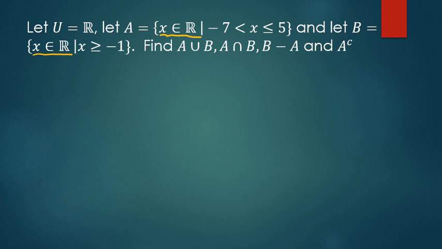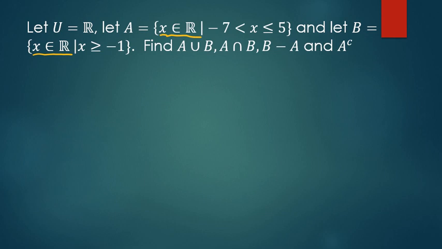But first up, we're going to find the union of these two sets. So it's everything that's in set A or everything that's in set B. Combine all those things and put all those things inside of a set. A is all things between -7 and 5, and also including 5. B is everything greater than or equal to -1.